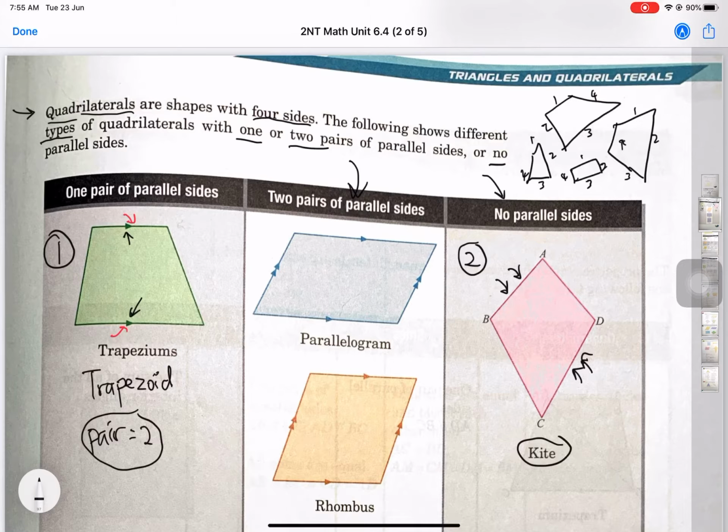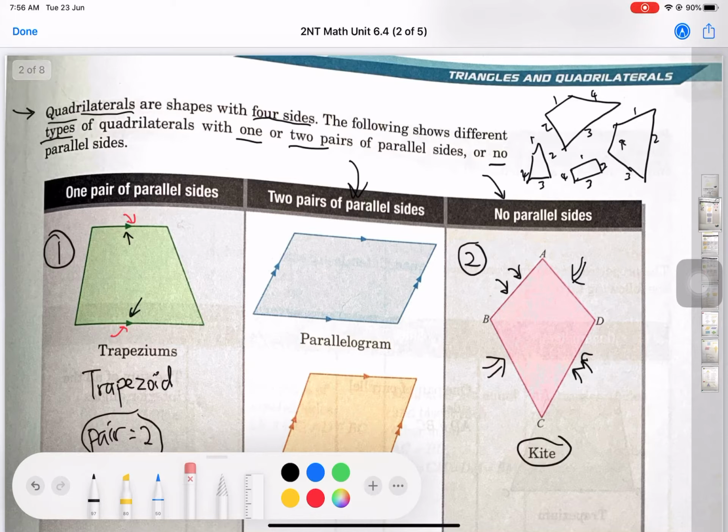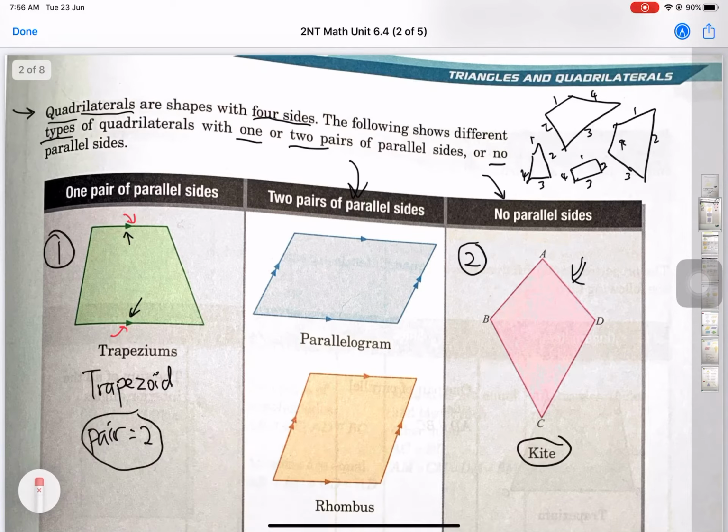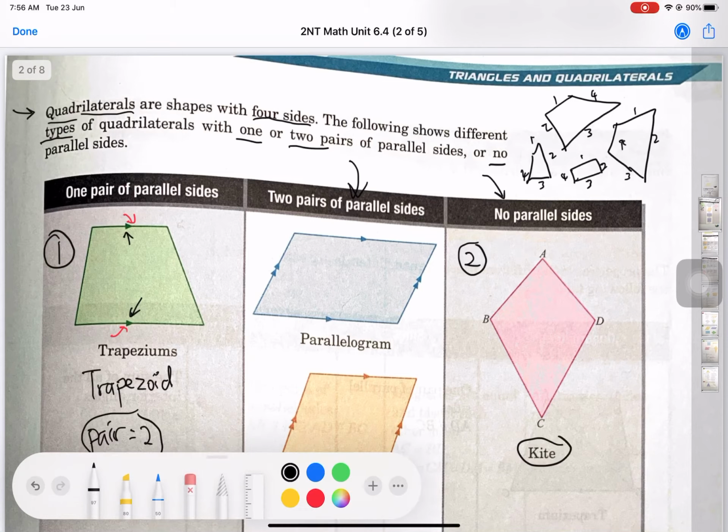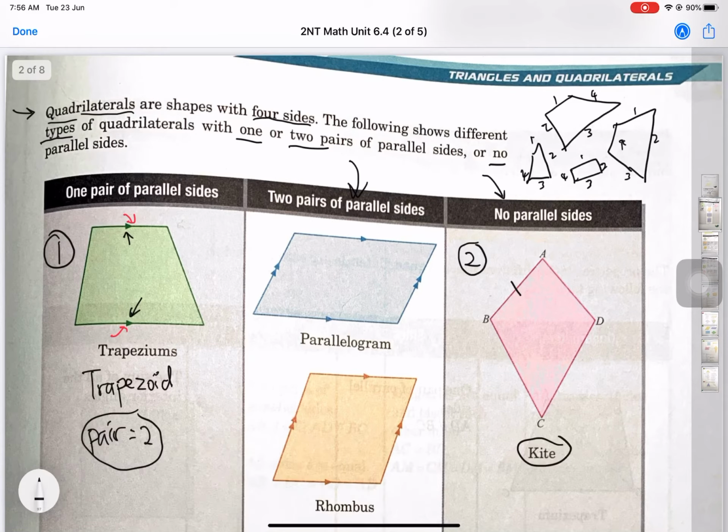What about the other sides, BC and AD? Are they parallel? They are also not parallel to each other. So a kite is very interesting. It has no parallel sides. It's just a 4-sided figure. But what is so special about a kite? Let me show you. In a kite, this side and this side, AB and AD, are equal in length. And BC and CD are equal in length to each other.